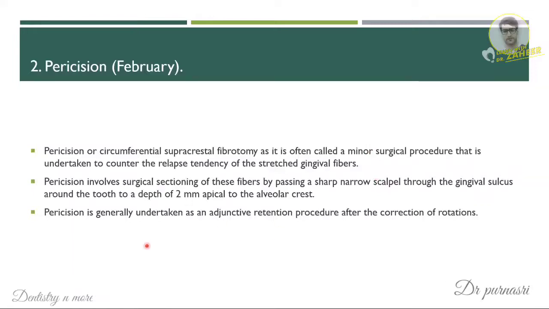How is this done? We use a small sharp scalpel and it is placed in the gingival sulcus, and around 2 mm apical to the alveolar crest the gingival fibers are cut. It is undertaken as an adjunctive retention procedure after the correction of rotations. Usually when we derotate teeth, this procedure is used to prevent the relapse.